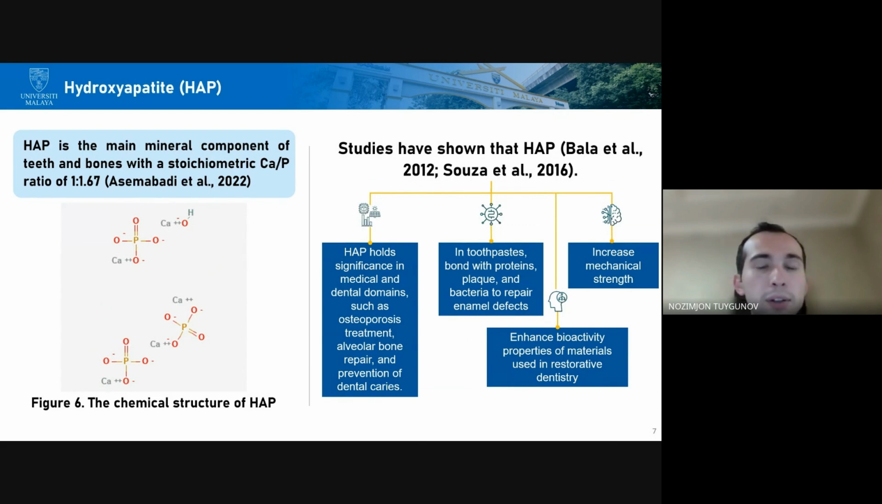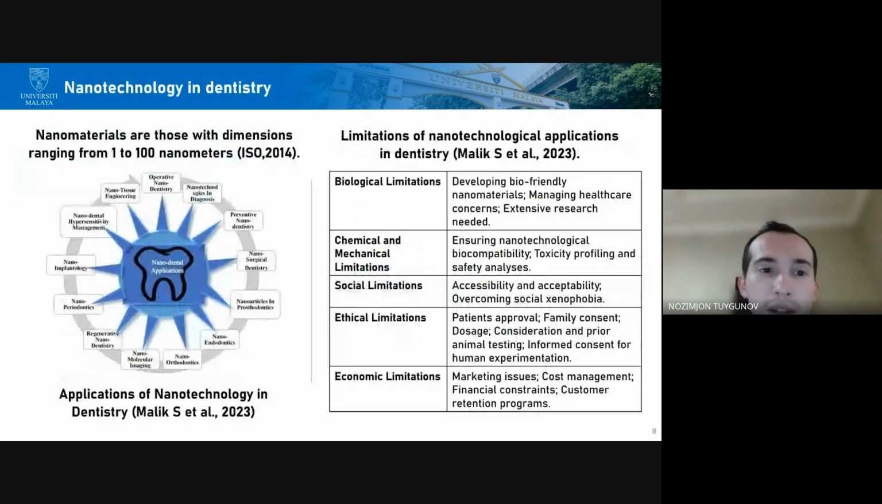Hydroxyapatite, or HAP, is also a type of calcium phosphate, with a calcium to phosphate ratio of 1.67. Studies have shown that HAP holds significance in medical and dental domains such as osteoporosis treatment, alveolar bone repair, and prevention of dental caries. In toothpastes, it also shows good properties as a repairing agent. Additionally, it enhances bioactivity properties of materials used in restorative dentistry, and some studies have shown that HAP increases the mechanical strength of the material.